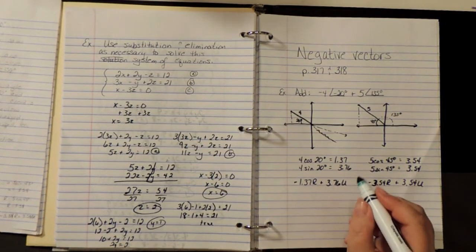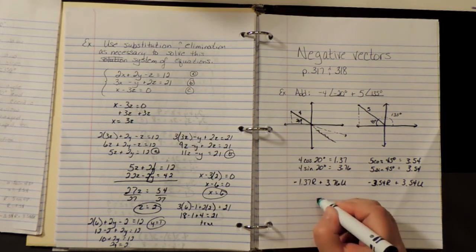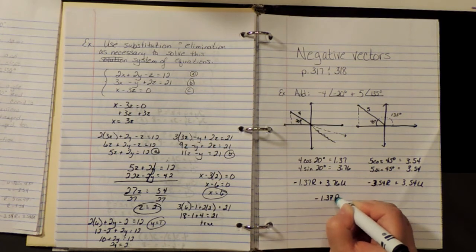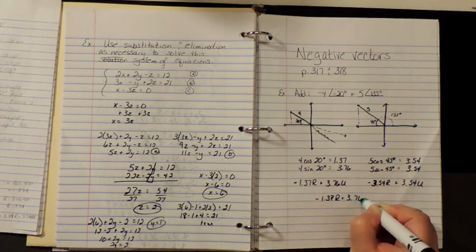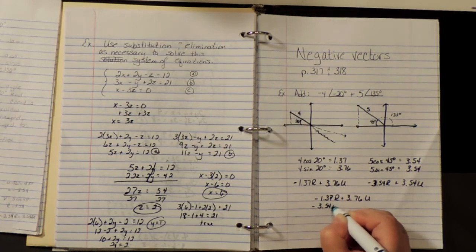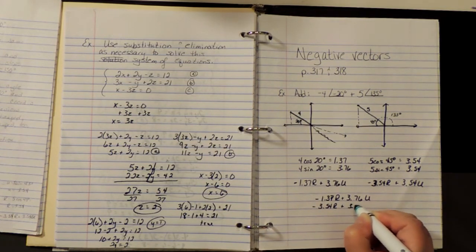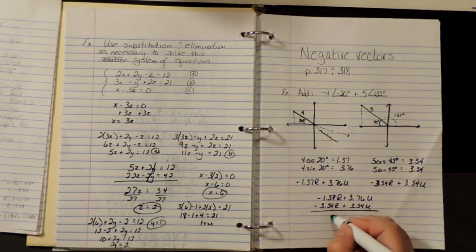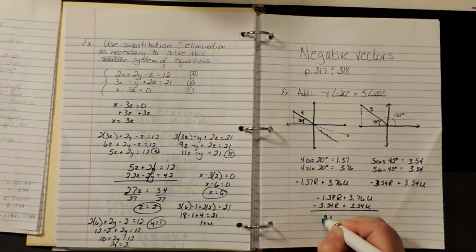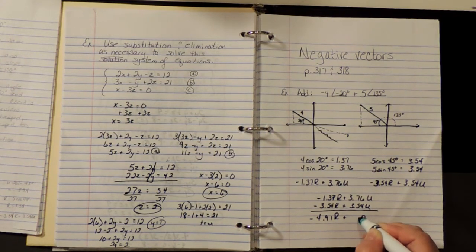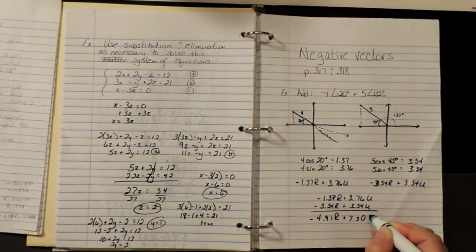And now we can add these vectors together. So we have negative 1.37r plus 3.76u. And we're going to add 3.54 right plus 3.54u. And so this is 194 right plus 0.137 up.